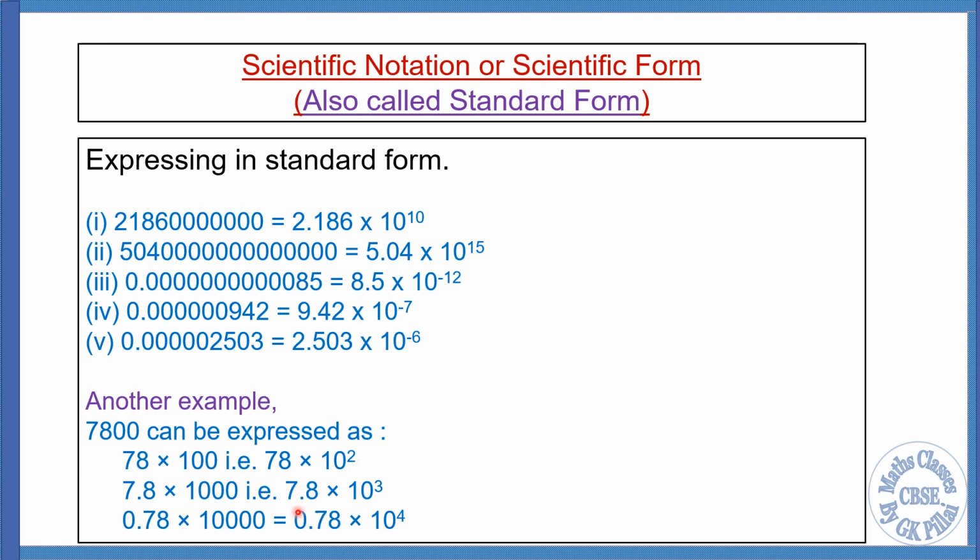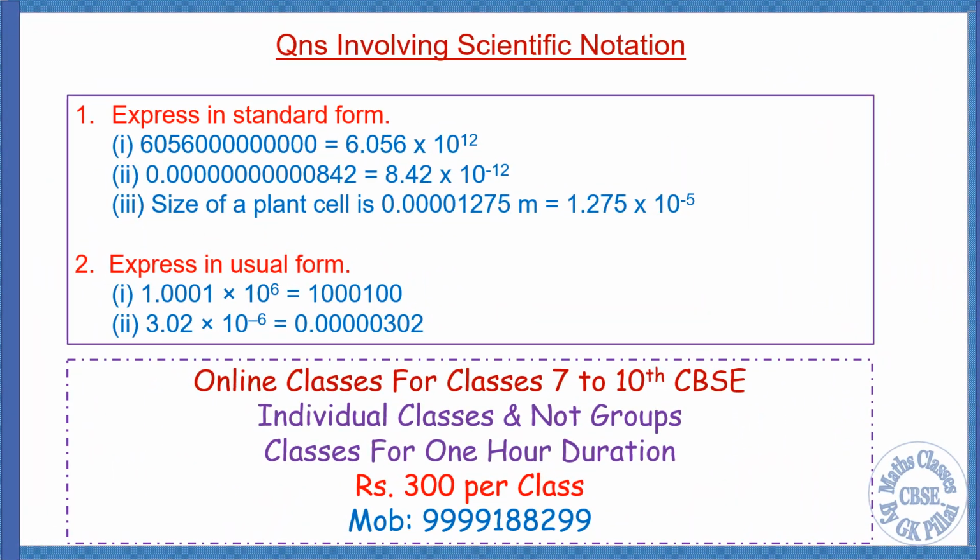7800 can be written as 78 into 100. That will be 78 into 10 to the power of 2. 7.8 into 1000, 7.8 into 10 to the power of 3. 0.78 into 10,000, that will be 0.78 into 10 to the power of 4. Just to show you the exponential notation. That is the end of my present video. Still I am giving some sums here.